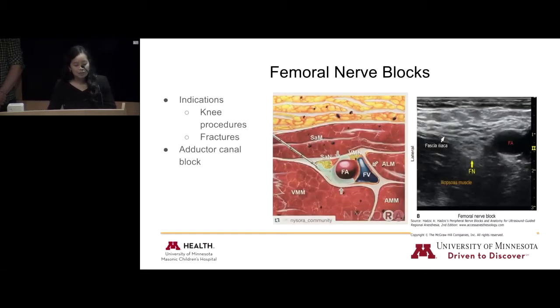Femoral nerve blocks, most common indication for that would be a knee procedure or possibly a knee fracture. If you block lower down the femoral nerve tract, it's called an adductor canal block. So on the left, you have a diagram where the needle would enter kind of laterally in the inguinal crease area, in which you would see the nerve, artery, and vein. The mnemonic that we know from med school is NAVEL. And then to the right is the ultrasound picture, and this is what we'd see when we're performing the block, and then the needle approach that we would see coming from the left-hand side.